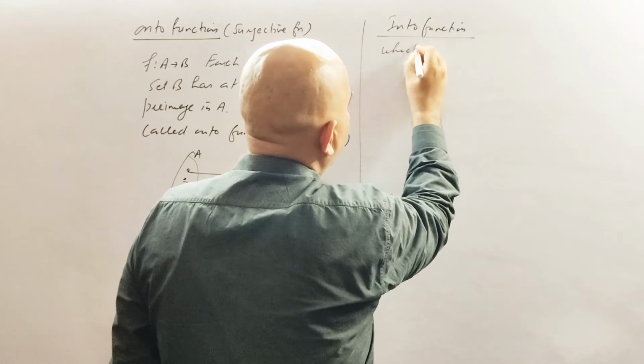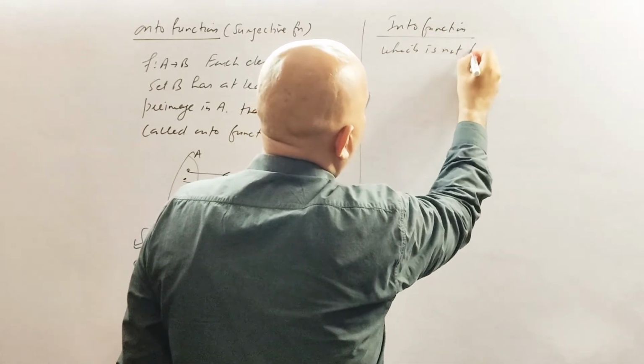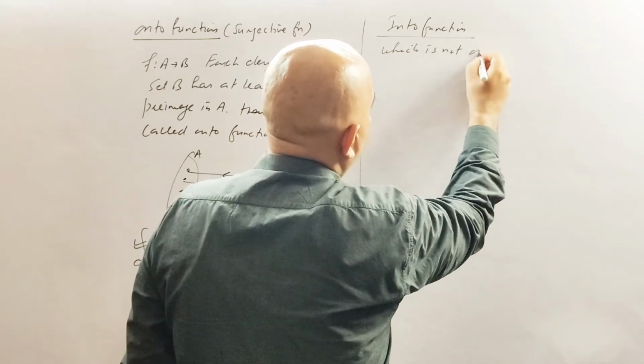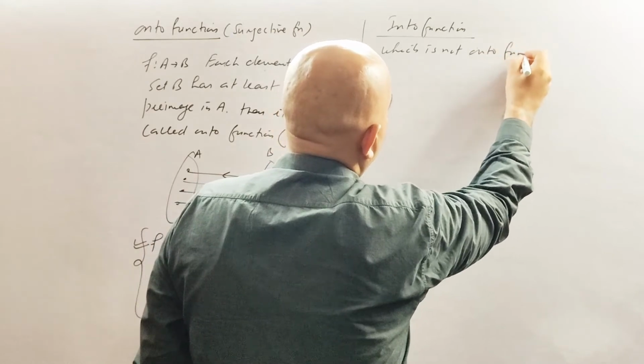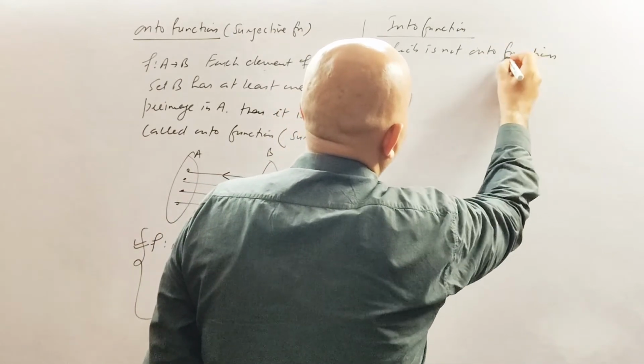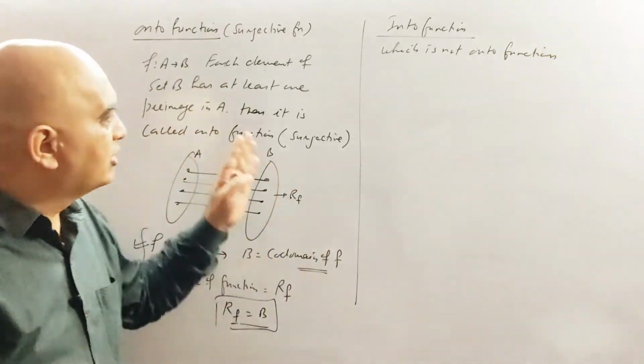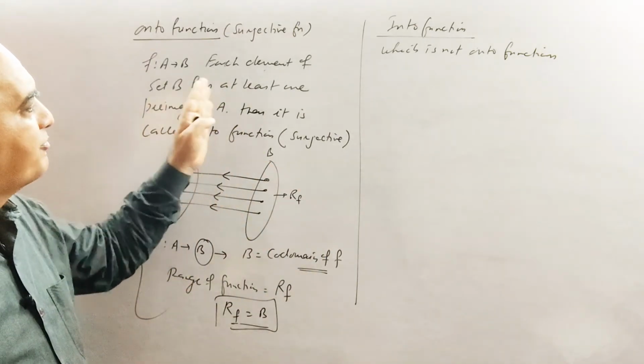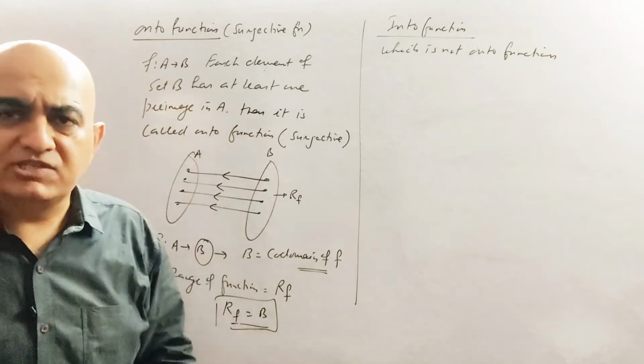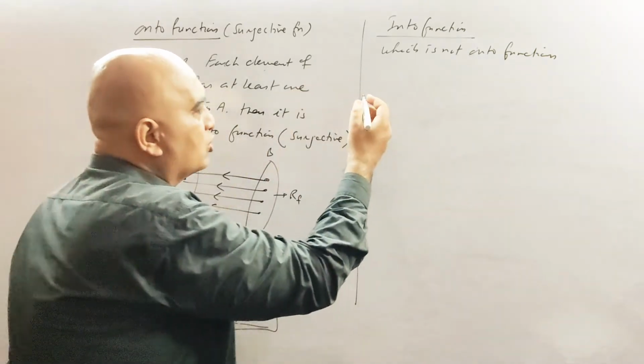It has a simple definition: the function which is not onto function is called into function. So what is an onto function? We know that each element of B has at least one preimage in A. Then what will be the into function?